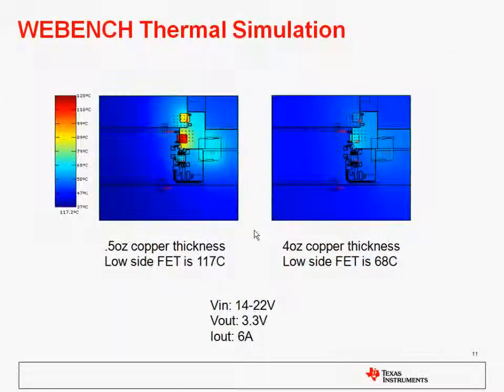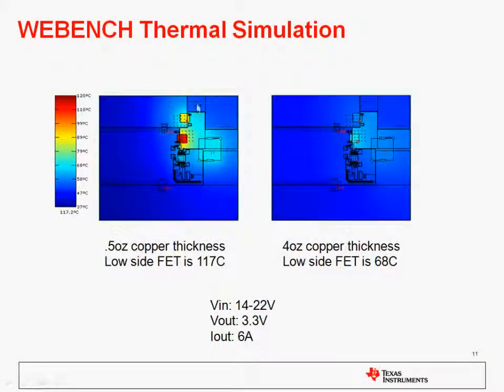WEBENCH thermal simulation is another feature. This allows you to identify and correct simulation issues. Things that you can change include the copper thickness, airflow, and also the board orientation. This is a typical thermal simulation result. On the left side, there is a simulation that was run using 1/2 ounce copper thickness. And in this case, the low side FET is 117 degrees C.